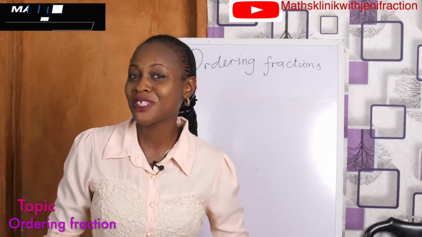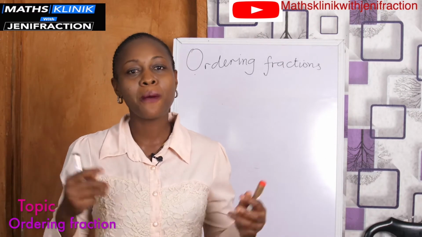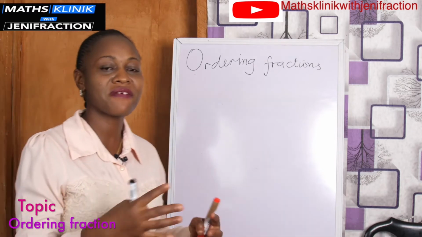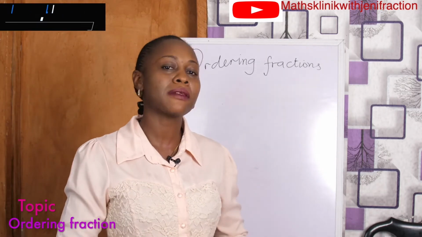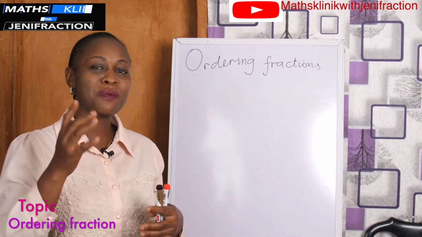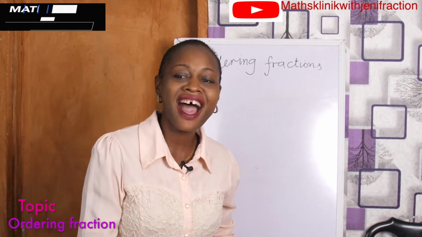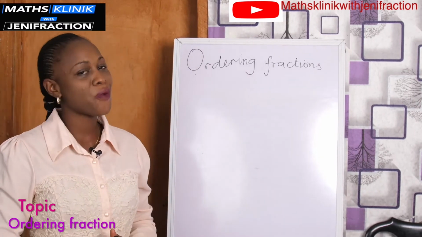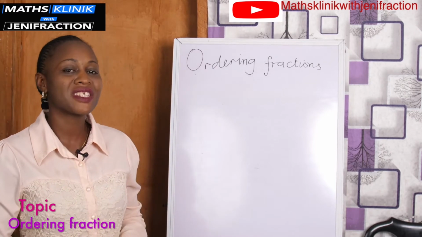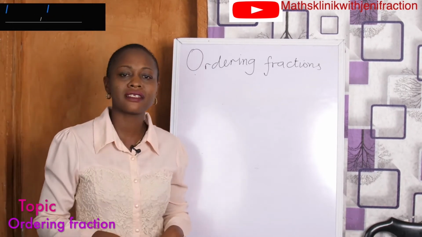We are moving up to arranging more than 2 fractions. We want to arrange 3 fractions, 4 fractions, and more. When arranging fractions from the smallest to the biggest, we say ascending. And when we are arranging fractions from the biggest to the smallest, we say descending.